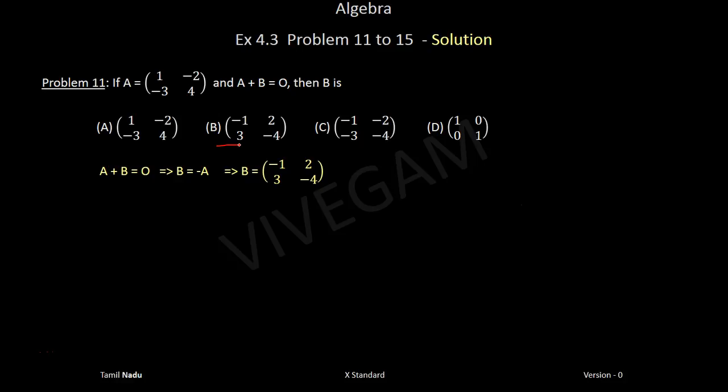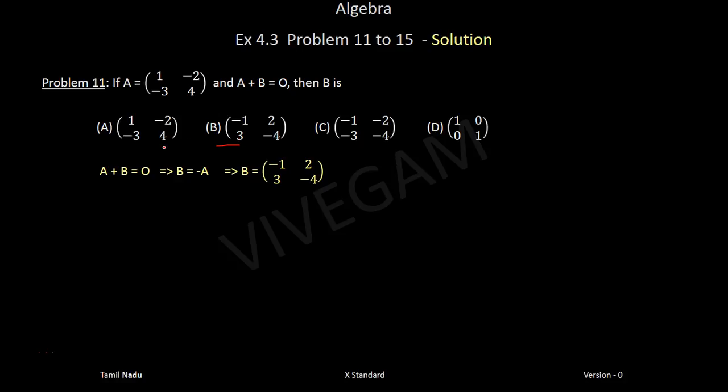If you want, you can quickly check this. If you add this and this, you'll get 0 matrix, null matrix. 1 minus 1, 0. Minus 2 plus 2, 0. Minus 3 plus 3, 0. 4 minus 4 is 0. So B is nothing but the additive inverse of A. So basically you're multiplying each and every element of A with minus 1. So option B is our answer.